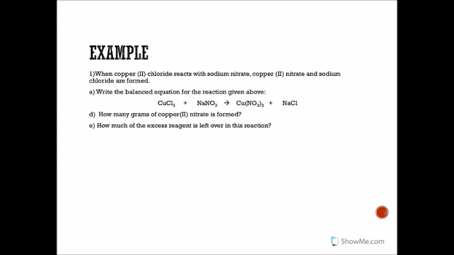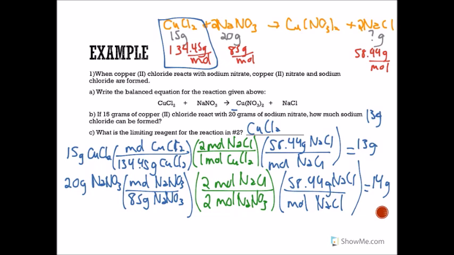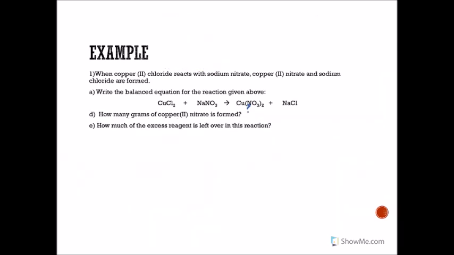And D says how many grams of copper 2 nitrate are formed. So we're going to look for that. And then I'm just going to keep flipping back and forth so I don't have to rewrite this. Remember, we always need to use our limiting reactant for every single calculation past this. So we start with our copper 2 chloride here. We have 15 grams of copper 2 chloride. We need to use that to determine how many grams of copper 2 nitrate are formed.